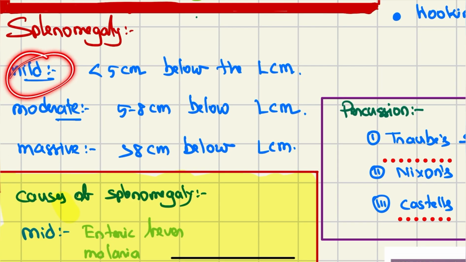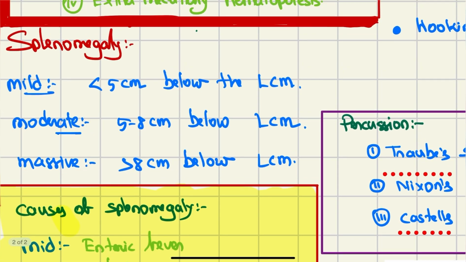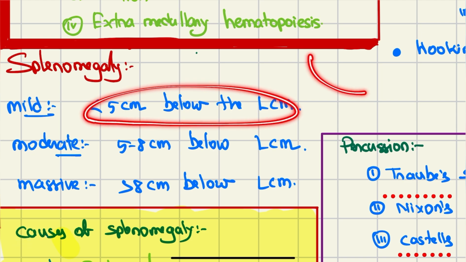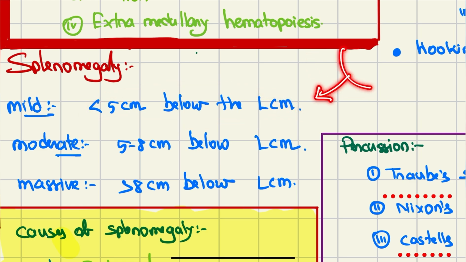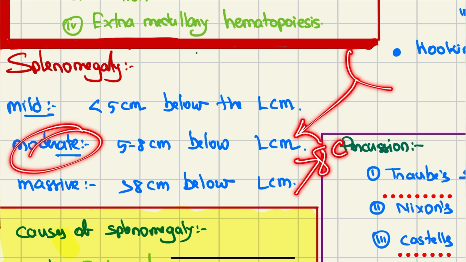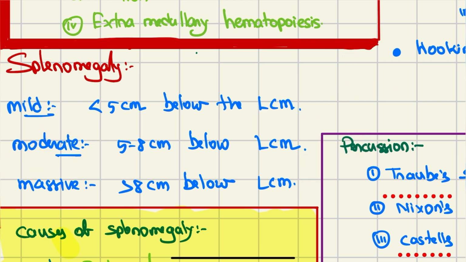Splenomegaly may be mild, may be moderate, may be massive. It depends upon the enlargement of the spleen from the left costal margin. If it is less than 5 cm, then it is mild. If between 5 to 8 cm, then moderate. But if the length is more than 8 cm, then it is called massive splenomegaly.